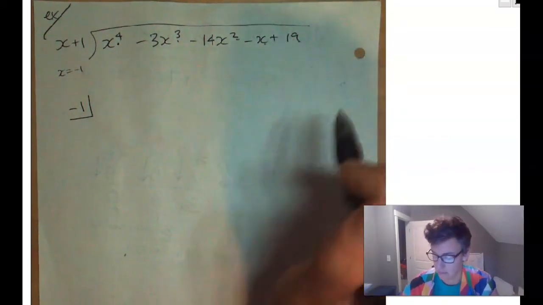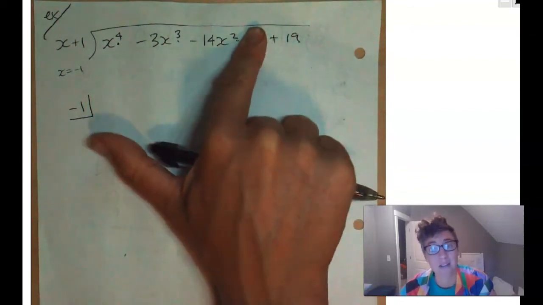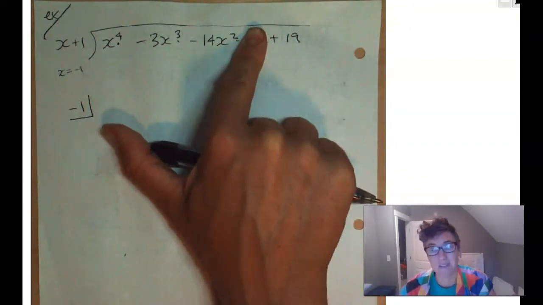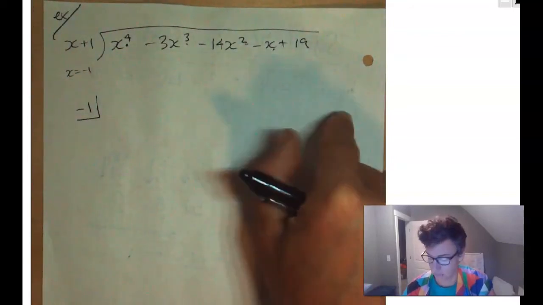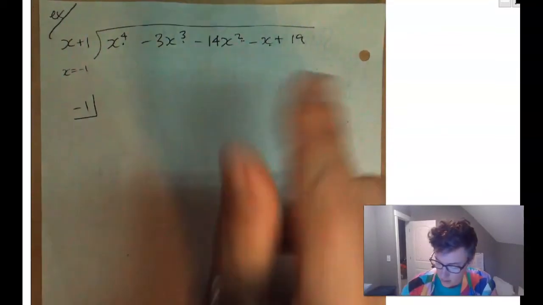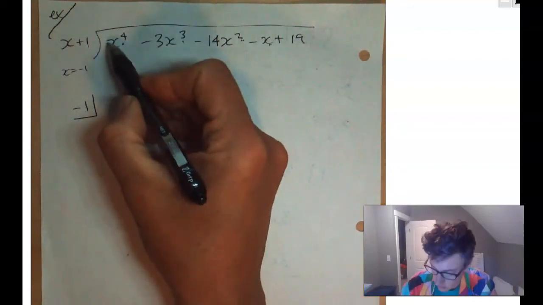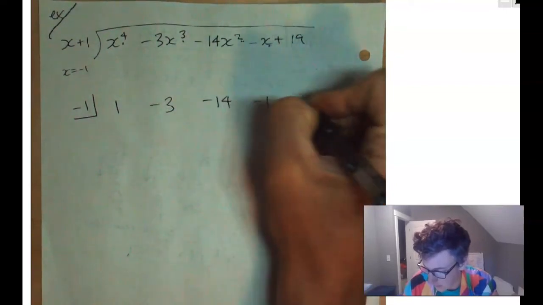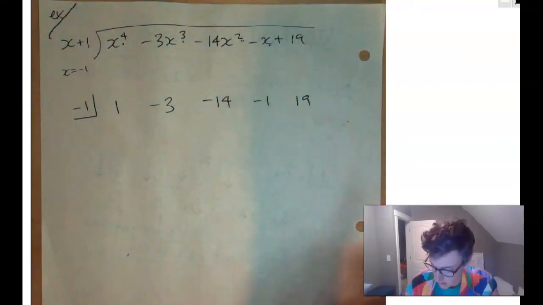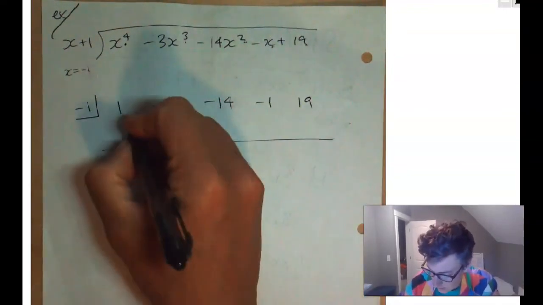Again, if I was missing something, like if I had no x term, I'd have to put a 0 in for my coefficients on this line, but I have an x term, so I don't have to do that. So the coefficients here are 1, -3, 14, -1, and 19. Great. Add straight down. 1 plus 0 is 1.